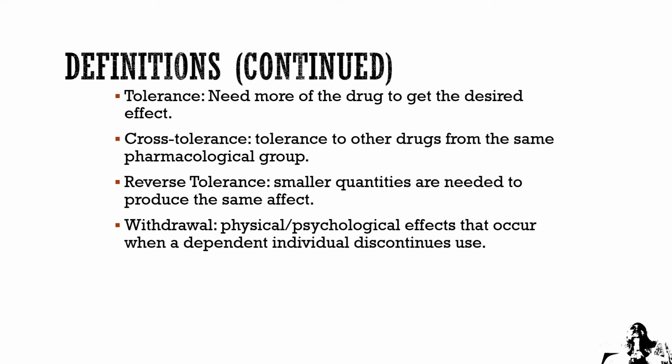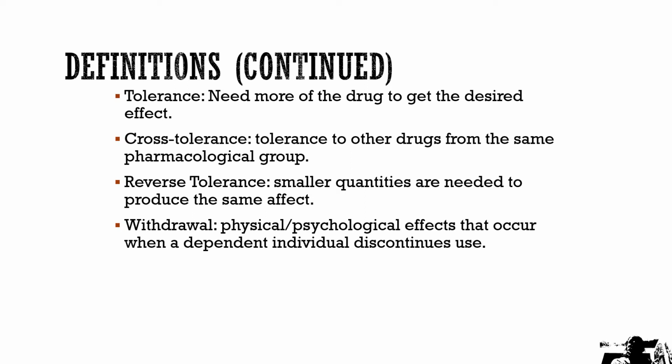Tolerance is the need to use more of the drug to get the desired effect. Tolerance differs between different types of drugs, and we'll talk about that next week. Cross tolerance is when there is a tolerance built up to other drugs from the same pharmacological group. Again, this will make a little bit more sense when we start talking about drugs in pharmacological groupings.